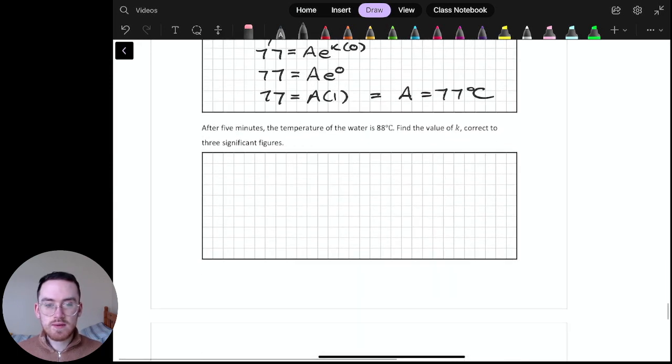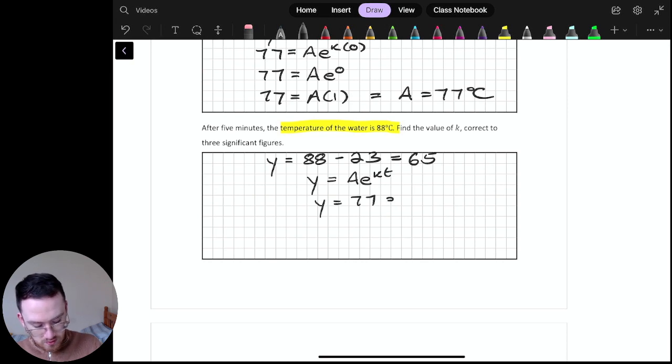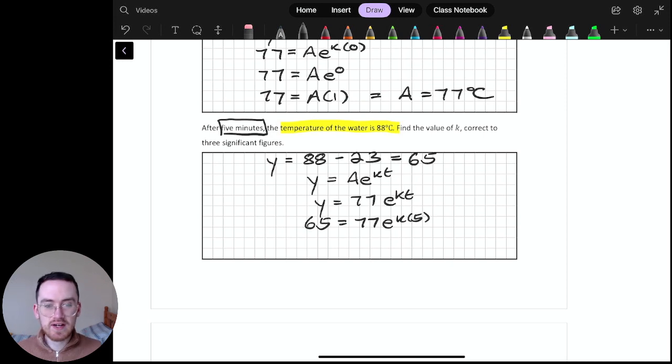After 5 minutes, the temperature of the water is 88 degrees. Find the value of k. So first of all, y is the difference in temperature between the water and room temperature. So 88 minus 23, and that gives us 65. Then using my same formula as before, y equals a e to the power of kt. So we know what that a is this time. We know it's 77 e to the power of kt. And we can sub in these other values as well. We can sub in the 65 for y, and we know that this happens after 5 minutes from what we're told up here. After 5 minutes.